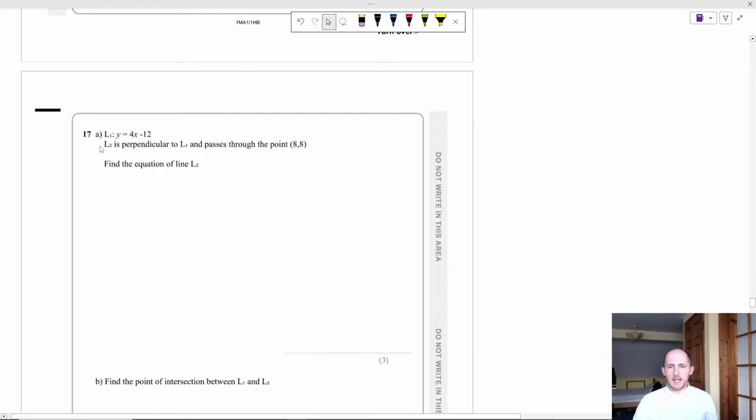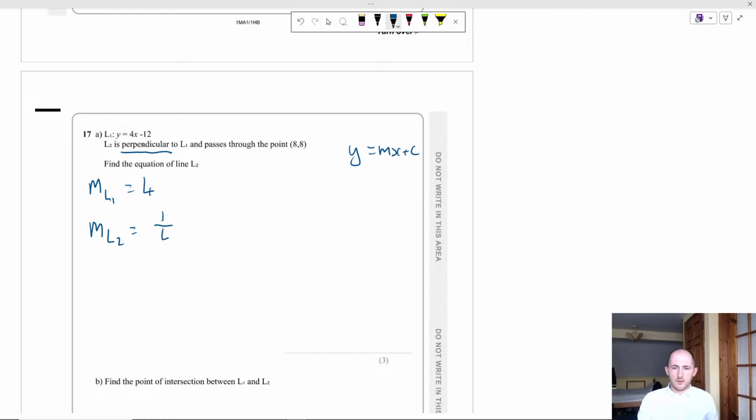So, perpendicular. What this means is that the gradient of L2 is the negative reciprocal of the gradient of L1. So the gradient of L1 is equal to 4, because remember y equals mx plus c, so the number in front of x is always the gradient. Then the gradient of the line L2 is just 1 over 4, and then you change the sign. If it's minus, you make it plus. If it's plus, you make it minus. So the equation for L2 is y equals minus a quarter x plus c.